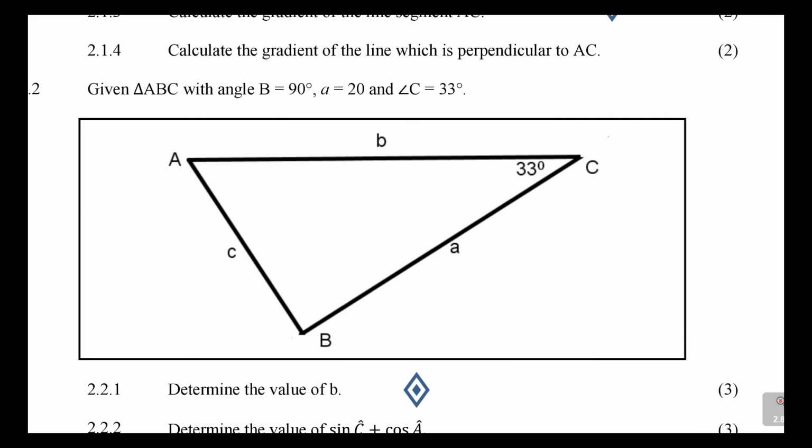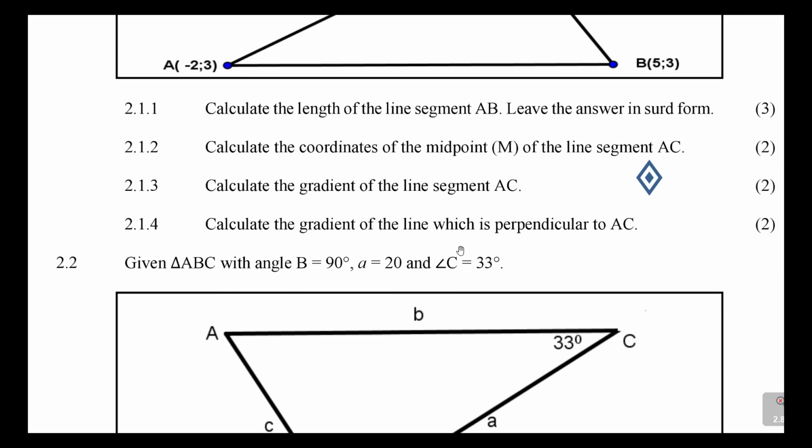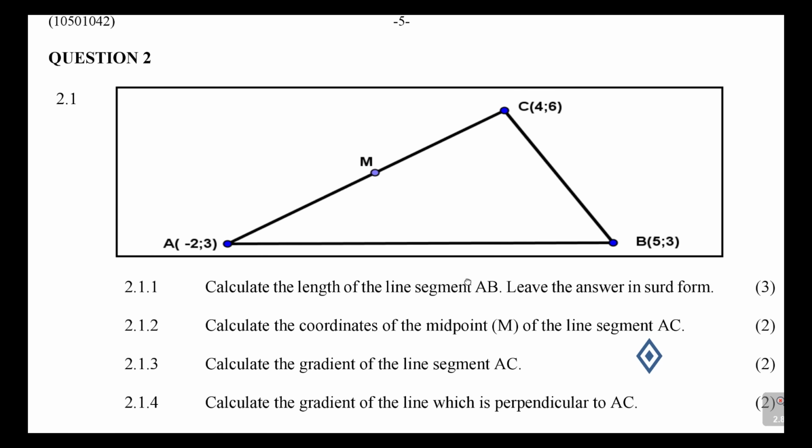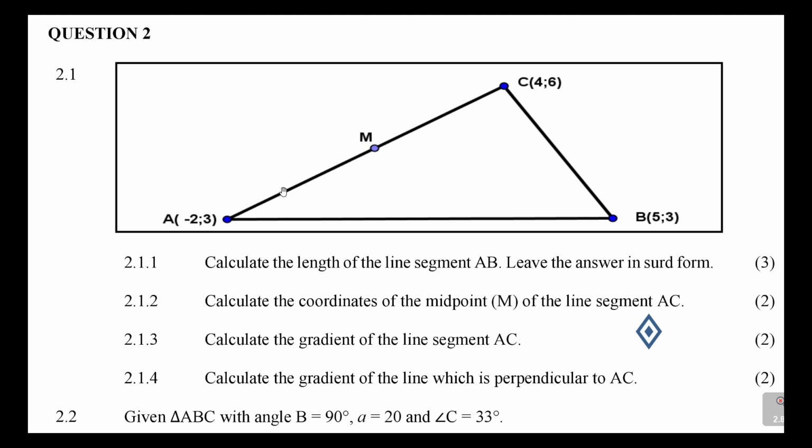But now let's look at question 2. That's where I want to focus in this short session, and mainly it's just a mixture of some topics. This is analytical geometry. Here it says question number 2. Let's look at question number 2 under analytical geometry. 2.1, so it's just what we're given, and then there are questions here. 2.1.1 says calculate the length of line segment AB. Leave the answer in the said form.